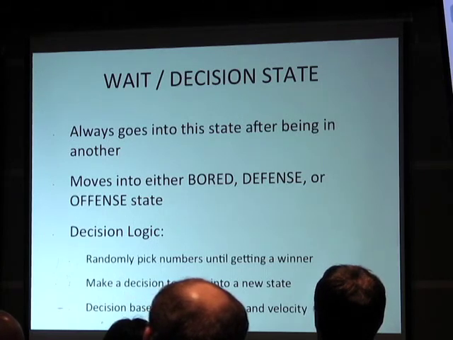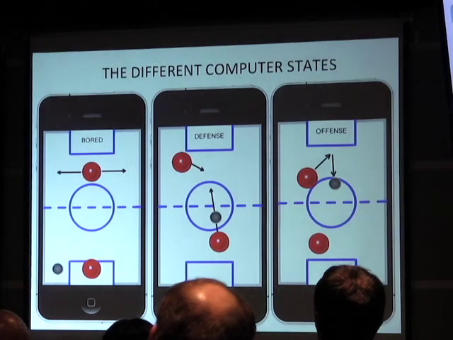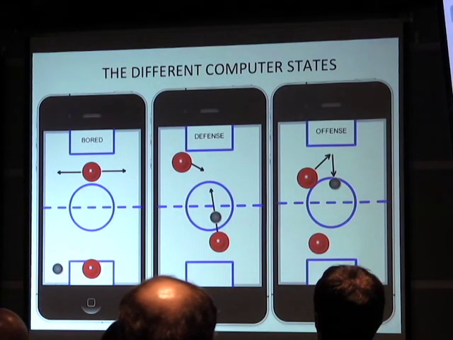So the decision process began: if the puck is on the other player's side and then the puck is moving towards me, I'm probably going to go into a defensive state. If I have the puck and it's not moving too fast, then I'm going to take a shot. And so that was the decision logic behind the computer. And once it makes that decision, it decides to go into one of three states.